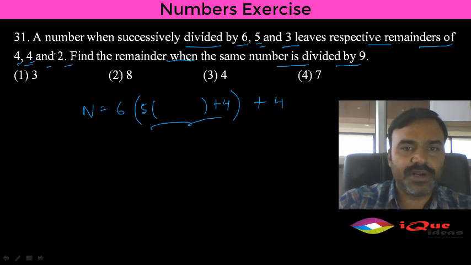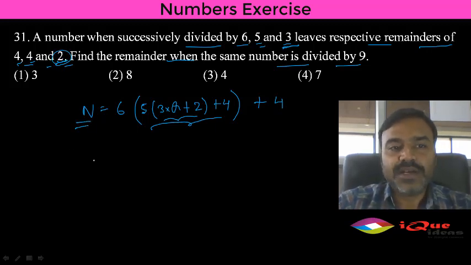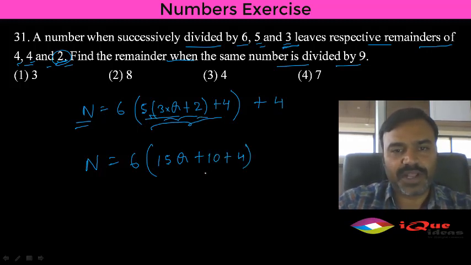Now this inner quotient is again divided by a new divisor, that is 3. So 3 into some quotient, let's say q, plus the remainder 2. This is our original number. So if you multiply this, you will get n equal to 6 into, now inside, 5 into 3q is 15q, plus 5 into 2 is 10, plus 4. Now 10 plus 4 is 14. So we have 15q plus 14, and plus 4 outside also.